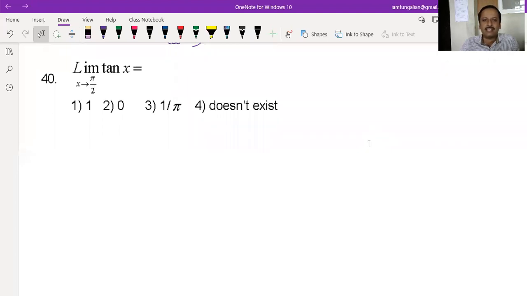Now, limit x tends to pi by 2. Coming back to this question: limit x tends to pi by 2 of tan x. Now, when x approaches pi by 2, what happens to tan x? Look at the graph of tan x. Let me draw the graph of tan x.